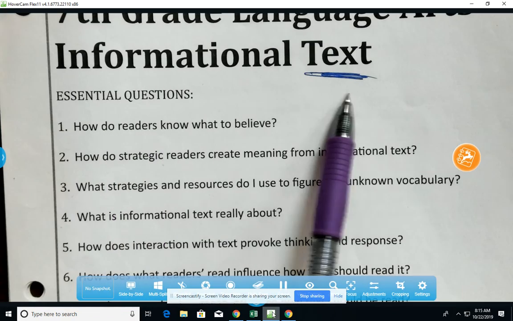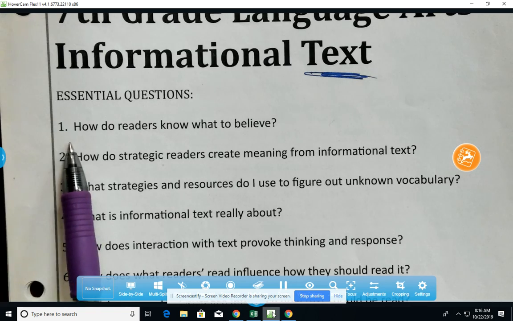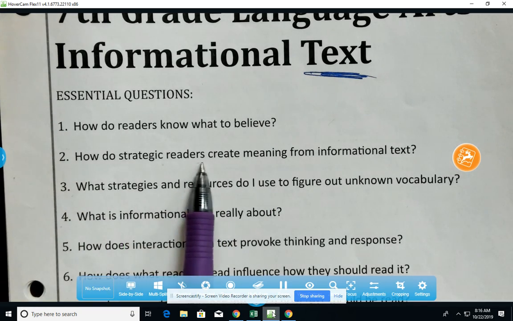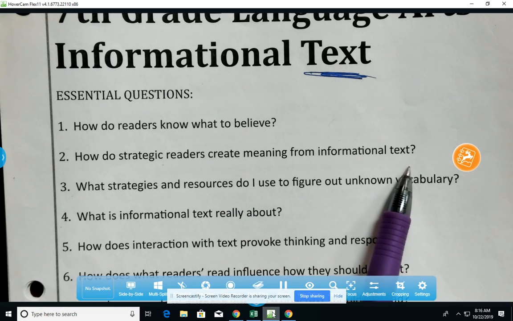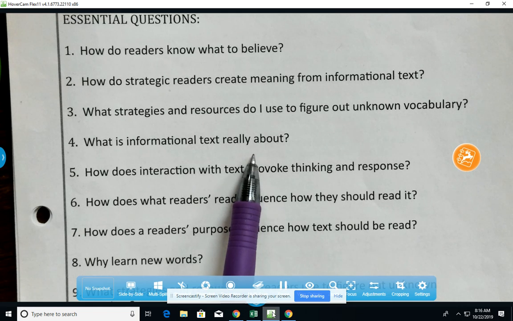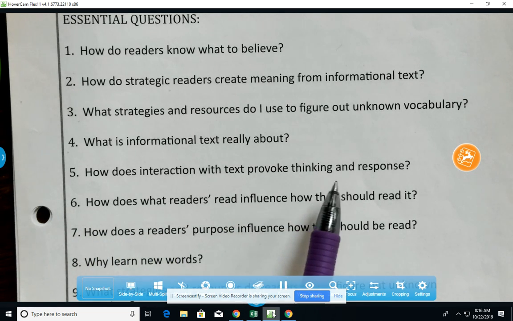Hello, today we're in the Informational Text Learning Target Packet. We're going to focus on the following essential questions. Number 1, how do readers know what to believe? Number 2, how do strategic readers make meaning from informational text? Number 4, what is informational text really about? And number 5, how does interaction with text provoke thinking and response?